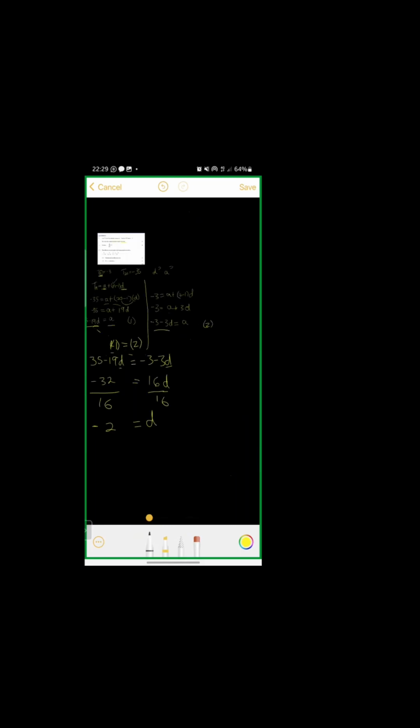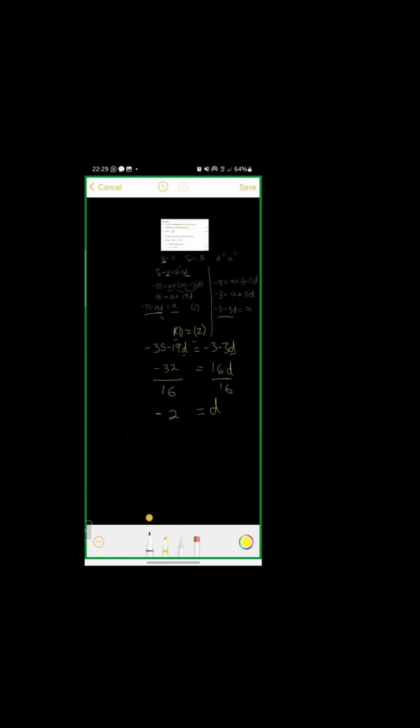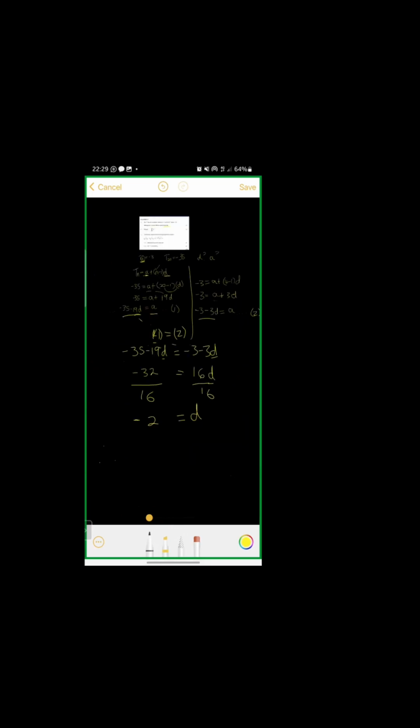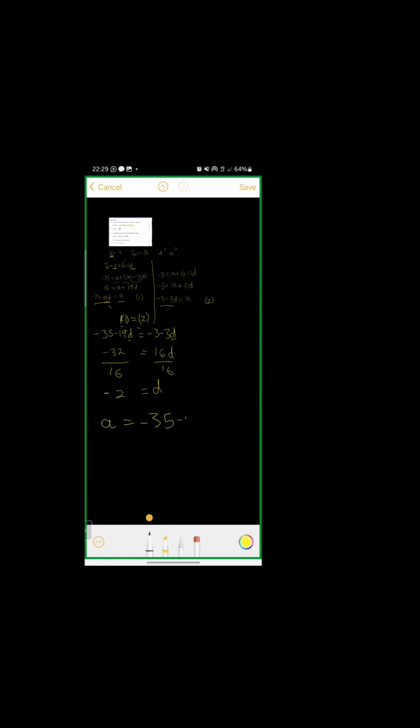The first term is always represented by A, and we can therefore continue and say A is equal to, let's use this one just for the vibes, negative 35 minus 19D. So let's replace D with negative 2 in negative 35 minus 19D. Let us punch that. Negative 35 minus 19 times negative 2 is 63. You got 63?